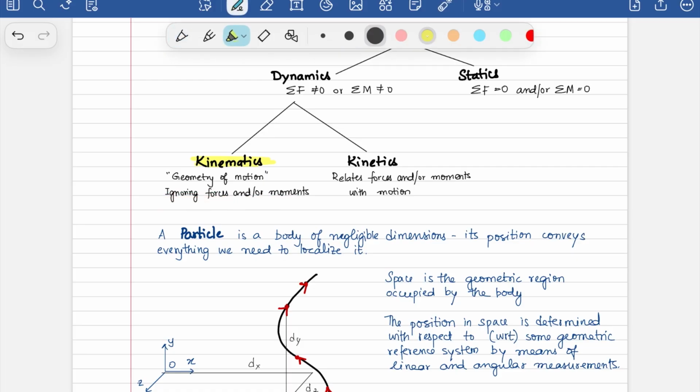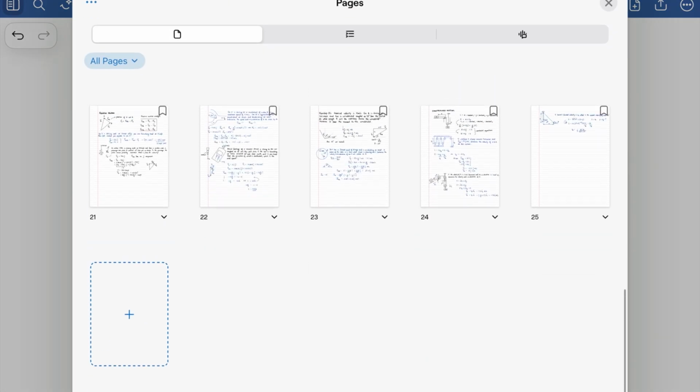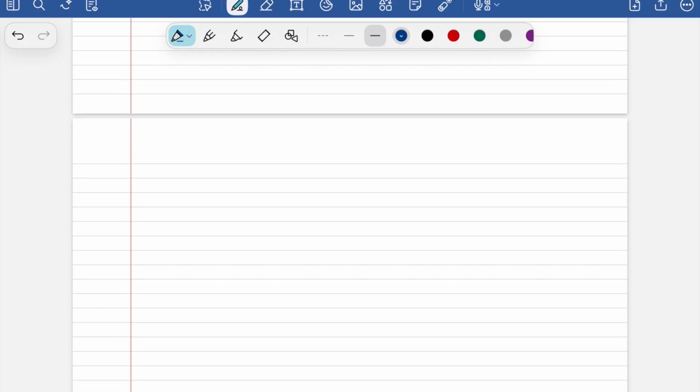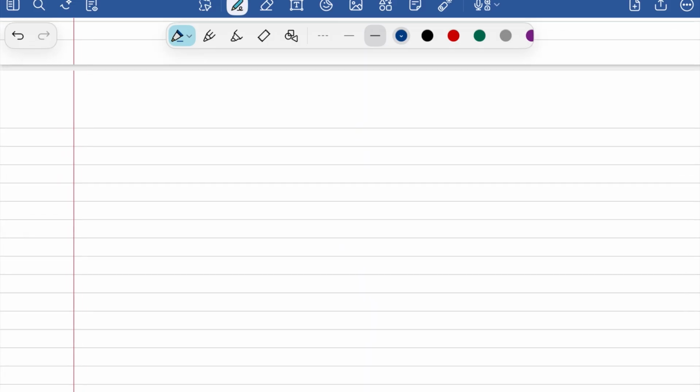Let's now look at kinetics, wherein we do look into what are the forces that are causing this kind of motion, or what is the moment that is causing this motion. Okay, so this here is now the next module, that is kinetics. Of course, this has to do with Newton's laws.